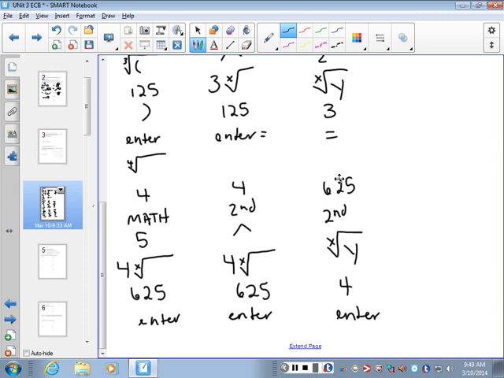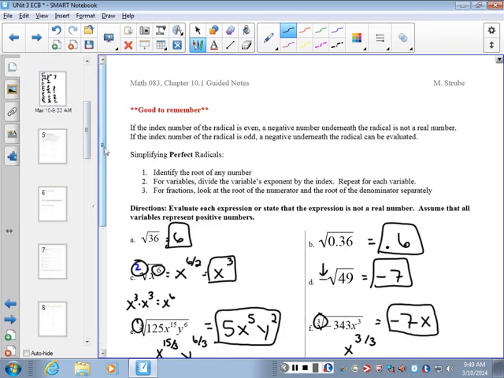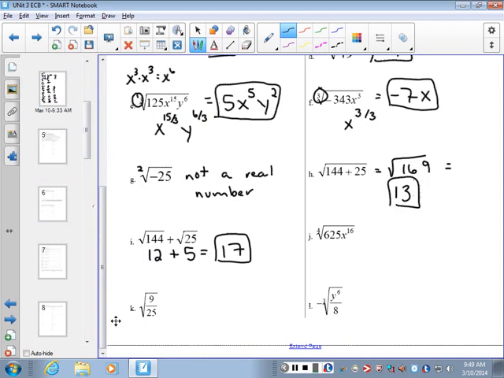So what's the fourth root of 625? 5. Go back here. And how about the fourth root of x to the 16th? X to the 4th. So you just take that 16 divided by your index of 4. You get x to the 4th.